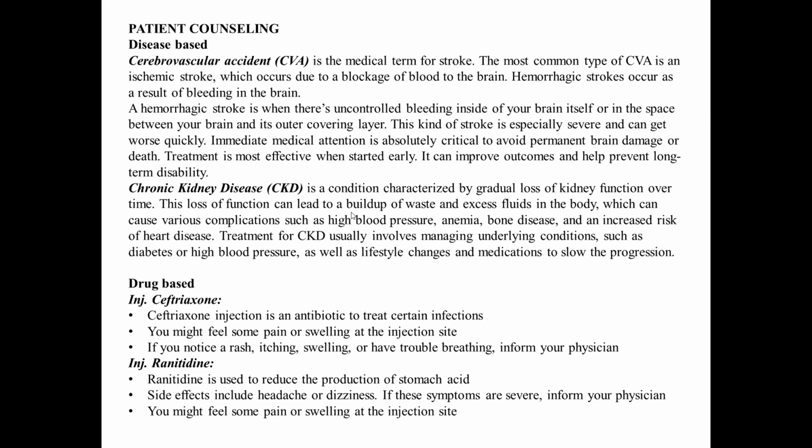bleeding in the brain. A hemorrhagic stroke is when there is uncontrolled bleeding inside of the brain and the space between the brain and its outer covering layer. This kind of stroke is especially severe and can worsen quickly. Immediate medical attention is absolutely critical to prevent permanent brain damage or death.